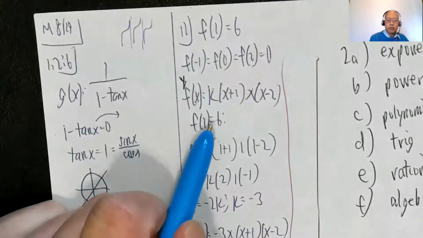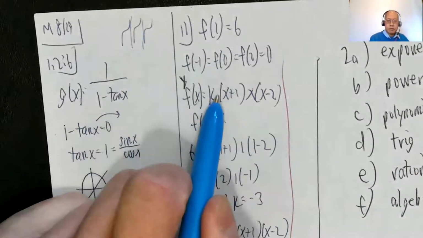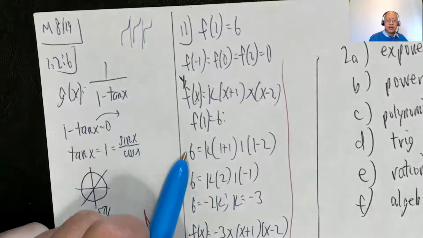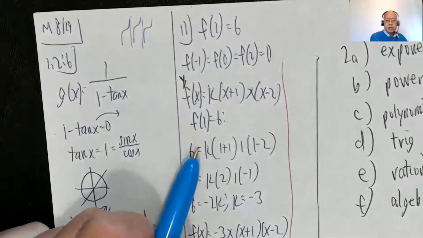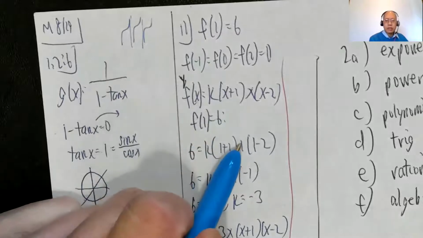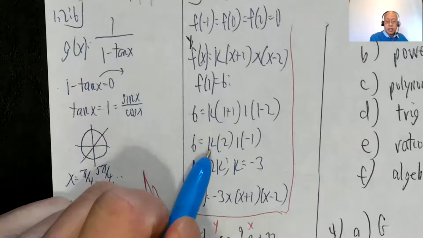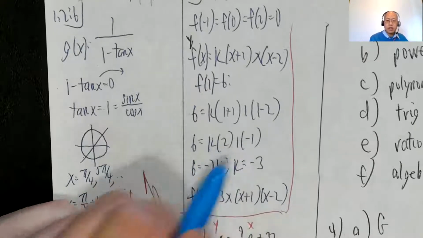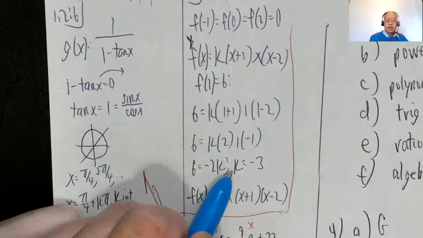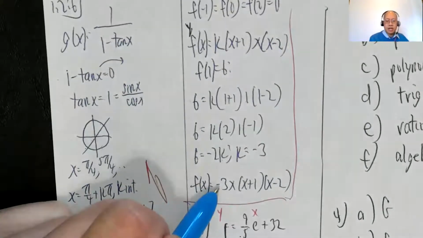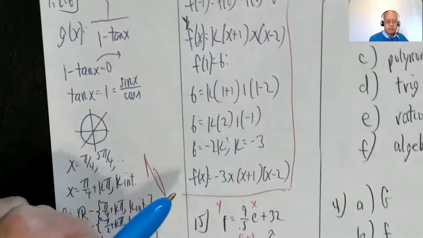So now I plug in 1 and plug in y is 6. I put a 1 here, 1 here, 1 here. 6 is the answer that you get. That's like y. So 6 equals k times 1 plus 1 times 1 times 1 minus 2. So that gives me k times 2 times 1 times negative 1. 6 is equal to negative 2k. K is negative 3. So plug in negative 3 back here. Function f of x is negative 3x times x plus 1 times x minus 2.